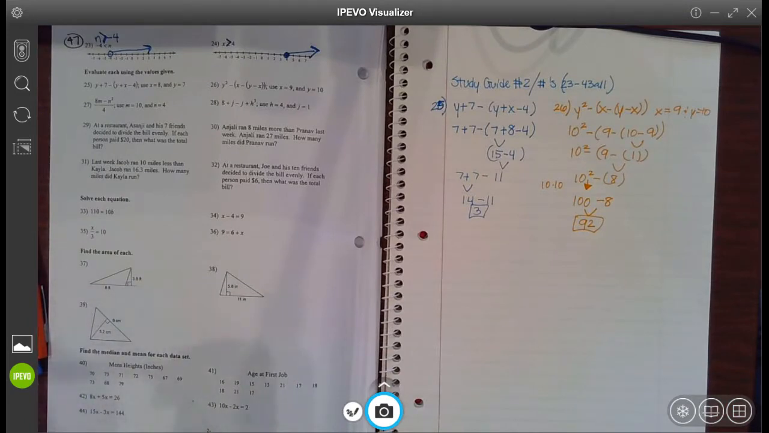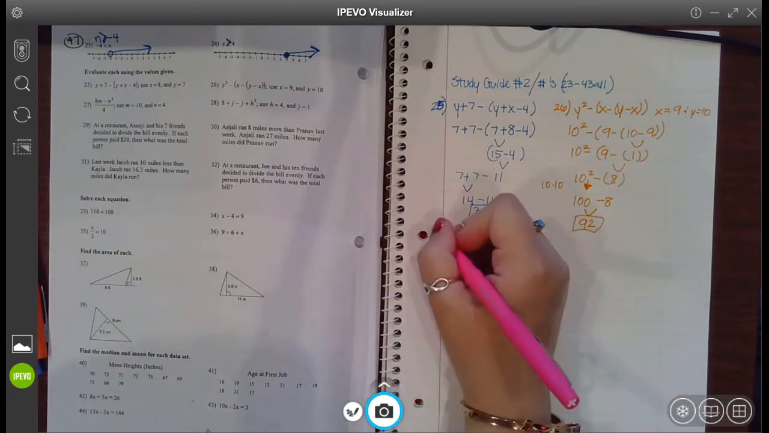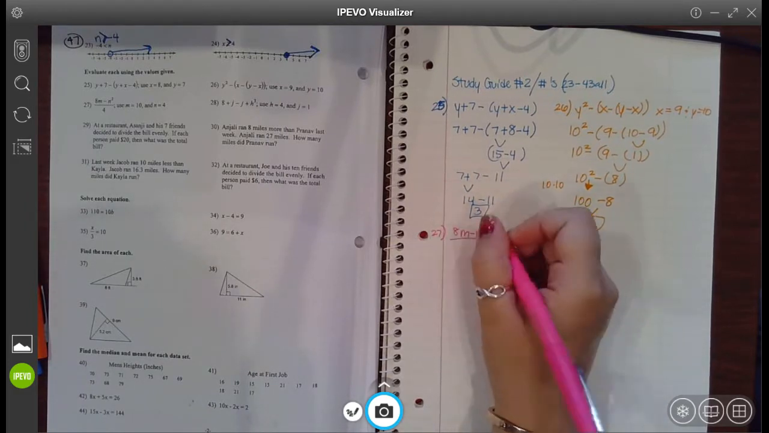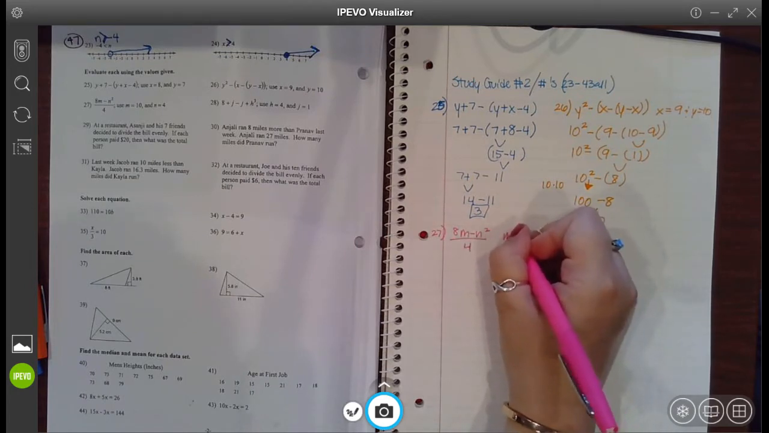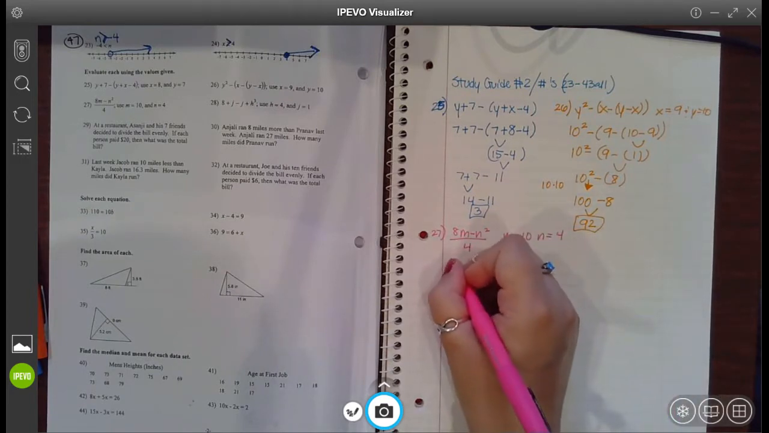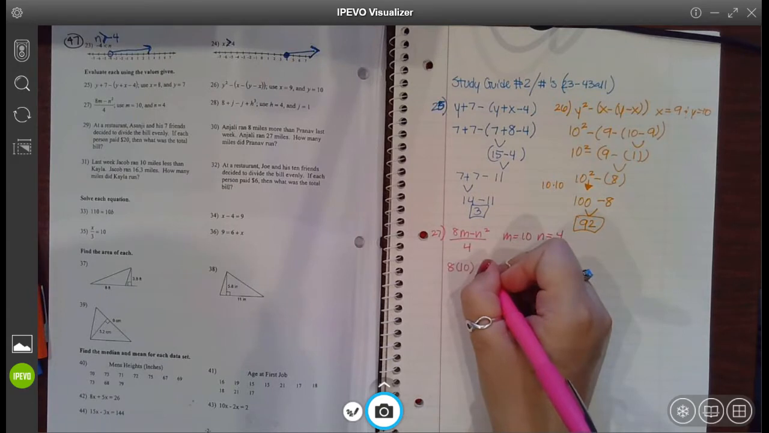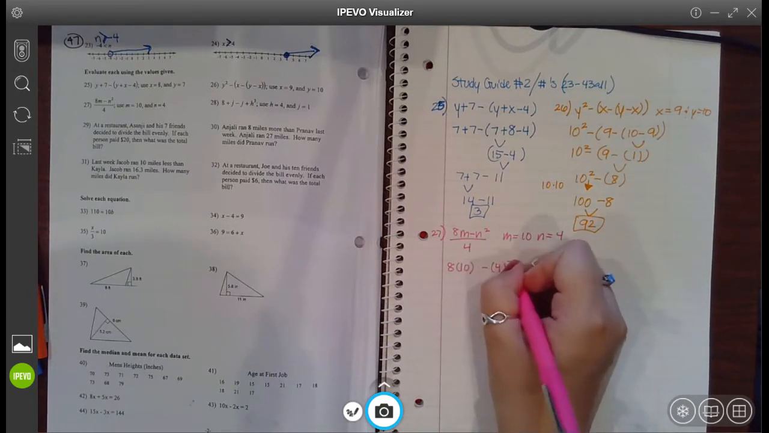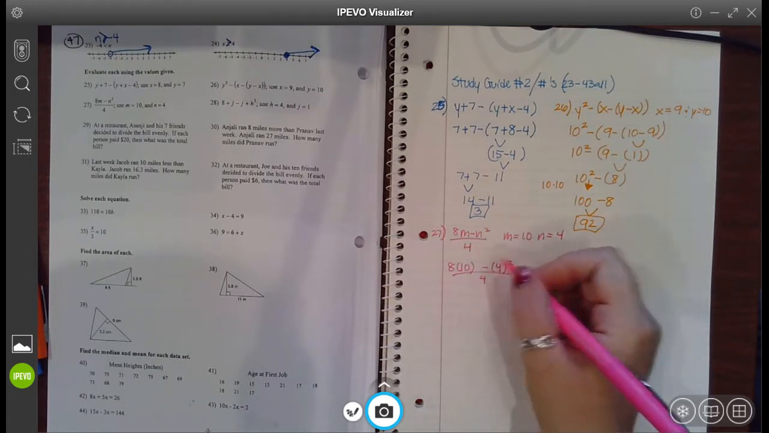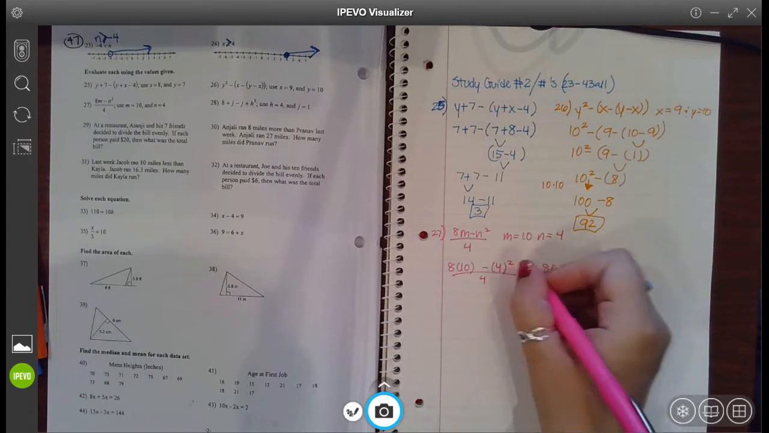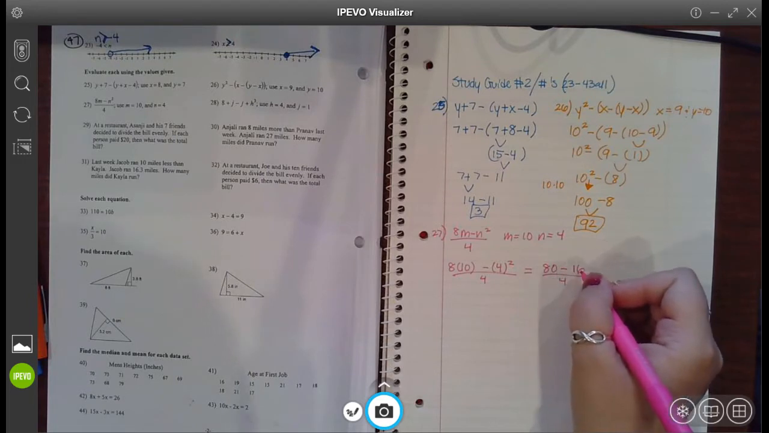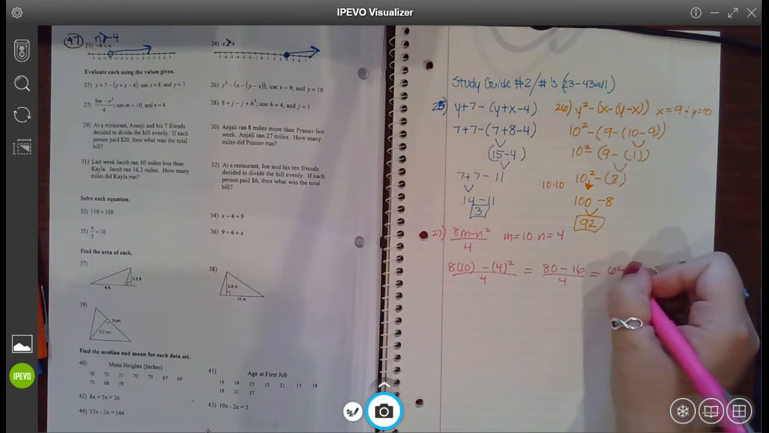Okay, my next one, number 27, says 8m minus n squared all over 4, and they want m to be equal to 10 and n to be 4. So 8m means 8 times m is 10, minus n squared is 4 squared, all over 4. Okay, so simplify the top part. These 8 times 10 is 80, and 4 squared is 16.